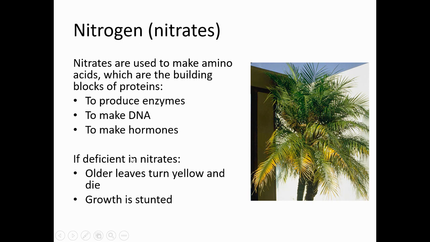If a plant is deficient in nitrates, then the older leaves will tend to turn yellow and die, and growth is stunted. Of course, growth is going to be stunted if the plant can't produce enzymes or hormones or any more DNA. Cannot grow anymore. Very important to have nitrates.